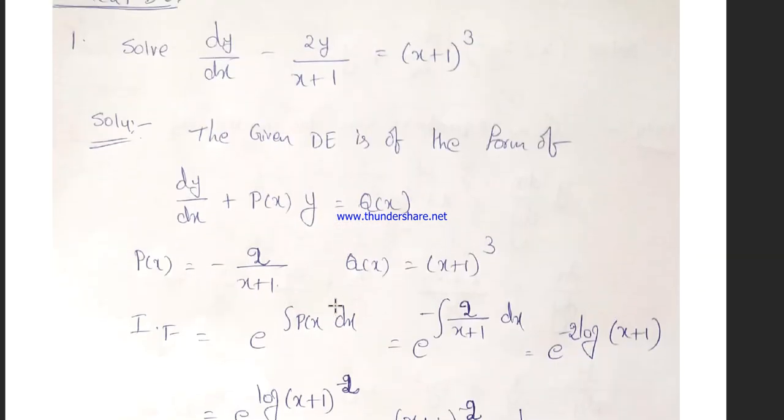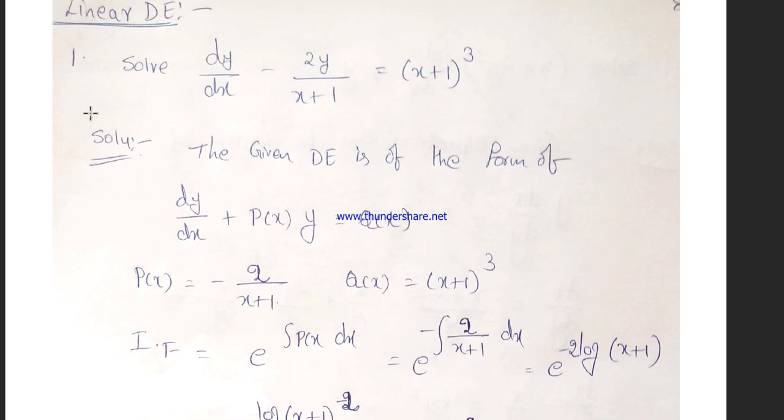So the first one: solve dy by dx minus 2y by x plus 1 is equal to x plus 1 whole cube. So this equation is in the form of dy by dx plus p of x into y is equal to q of x. So p of x is equal to minus 2 by x plus 1, q of x is equal to x plus 1 whole cube.